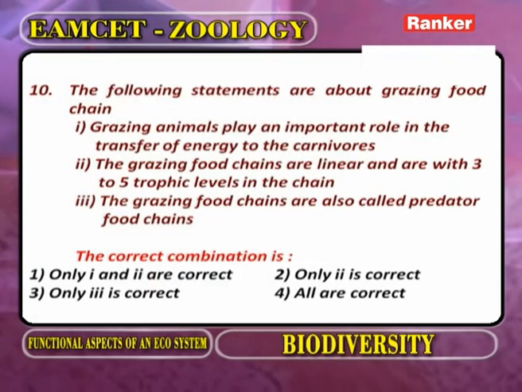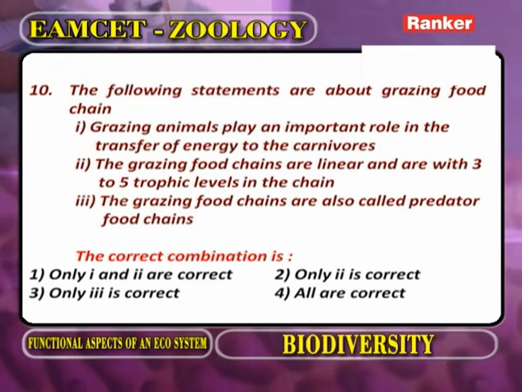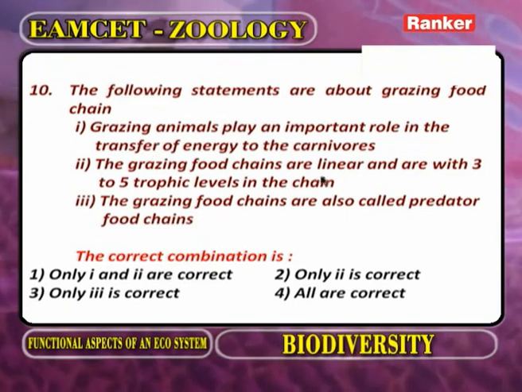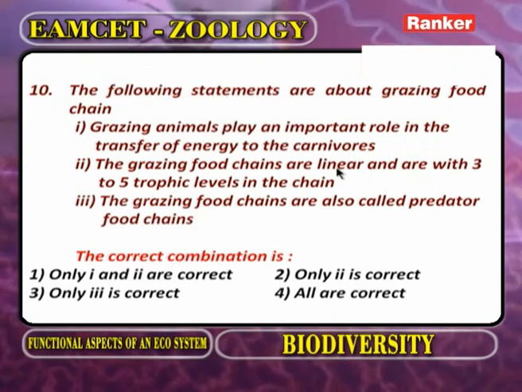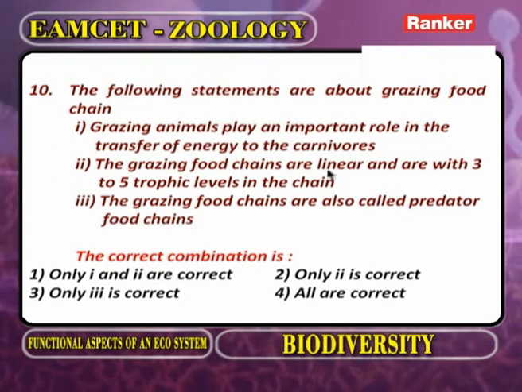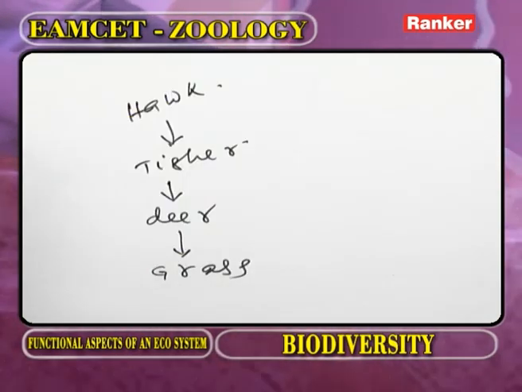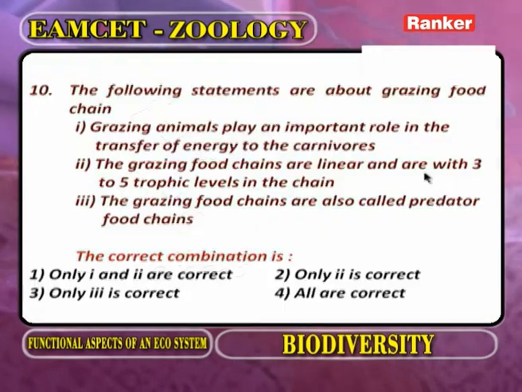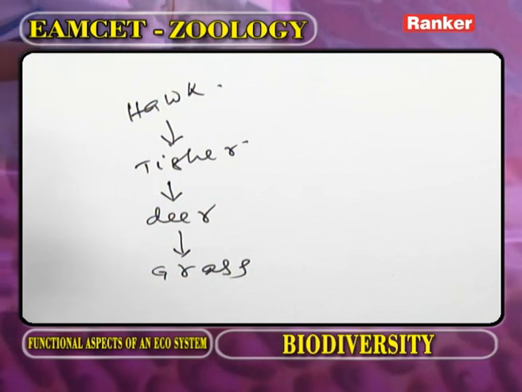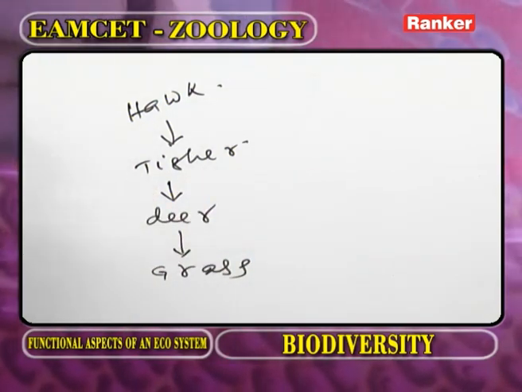Grazing animals play an important role in the transfer of energy to the carnivores. Now, second statement. The grazing food chains are linear. Now you have to observe how the organisms are arranged. They are arranged one above the other. Such an arrangement we call linear. Now, the grazing food chains are linear and have a minimum of 3 trophic levels, or 4 or 5 trophic levels.